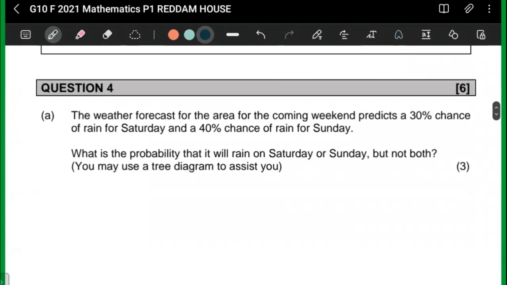Let's move on to question 4. Question number 4. Here we are. It says the weather forecast for the area for the coming weekend predicts a 30% chance of rain for Saturday and a 40% chance of rain for Sunday. What is the probability that it will rain on Saturday or Sunday, but not both? Okay, I think the but not both part is important. So let's see here. They say you may use a tree diagram to assist you.